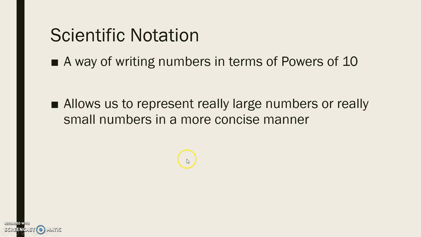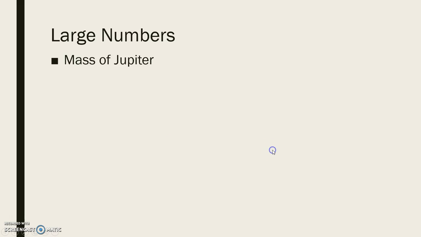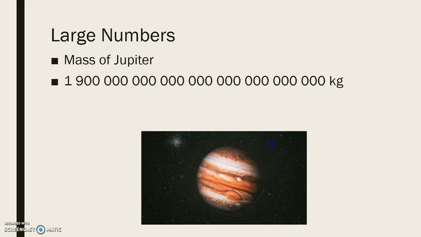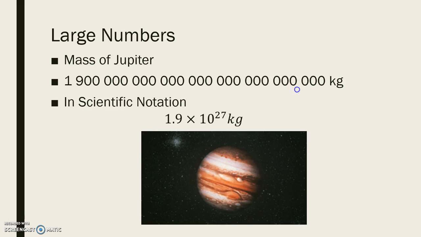It allows us to represent really large numbers or really small numbers in a more concise manner. That means in less digits. So an example of a really large number is, for instance, the mass of Jupiter. So there's Jupiter, and that's its mass in kilograms. You'll see there it has a large number of zeros. And if you were writing that in a number of different calculations, that would take a long time. So what scientific notation does is allow us to write a more compact version.